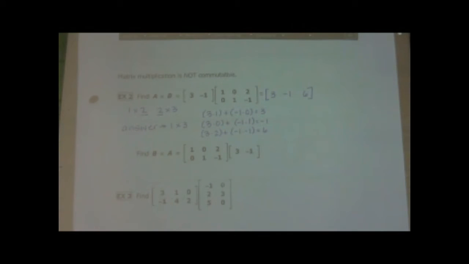And here's what you're going to find. B has 2 rows and 3 columns. So it's 2 by 3. A is 1 row and 2 columns, which is a 1 by 2. When you look at these, the two middle dimensions are not equal. So guess what? This multiplication is what we call undefined.